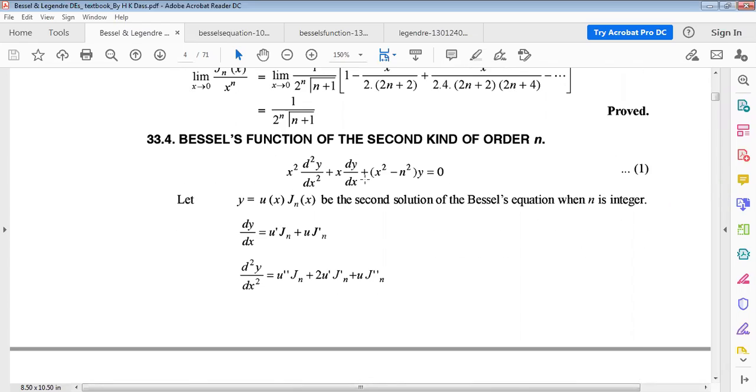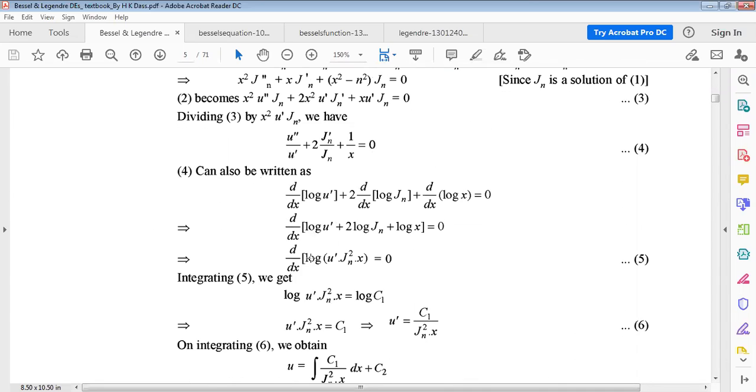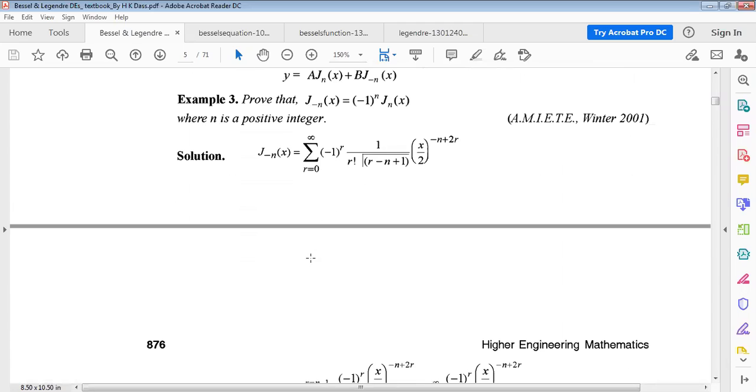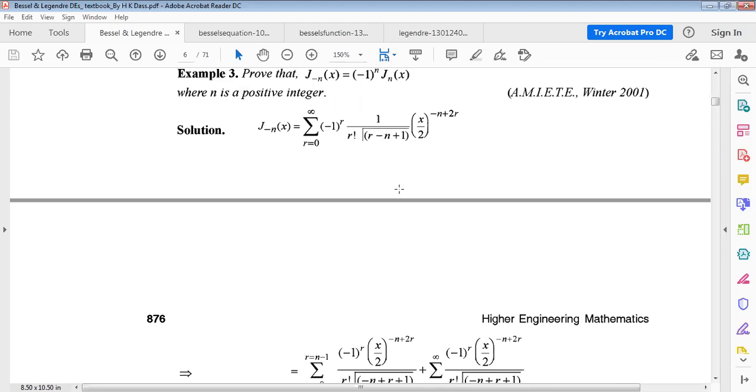The Bessel function of the second kind is beyond the syllabus. Now example 3: prove that J minus n(x) equals minus 1 to the power n Jn(x), where n is a positive integer. And we know for n equals minus n, this is the Bessel function. So this can be written with r factorial, and this is the what?